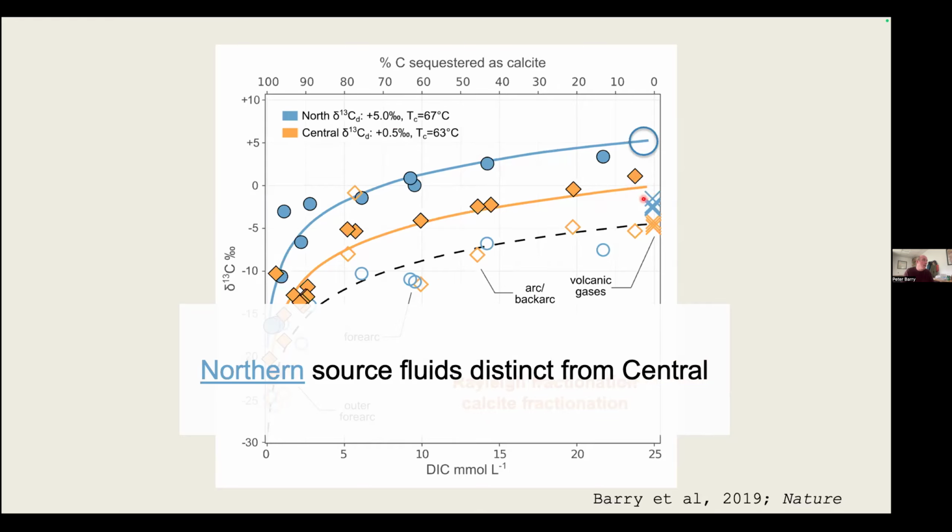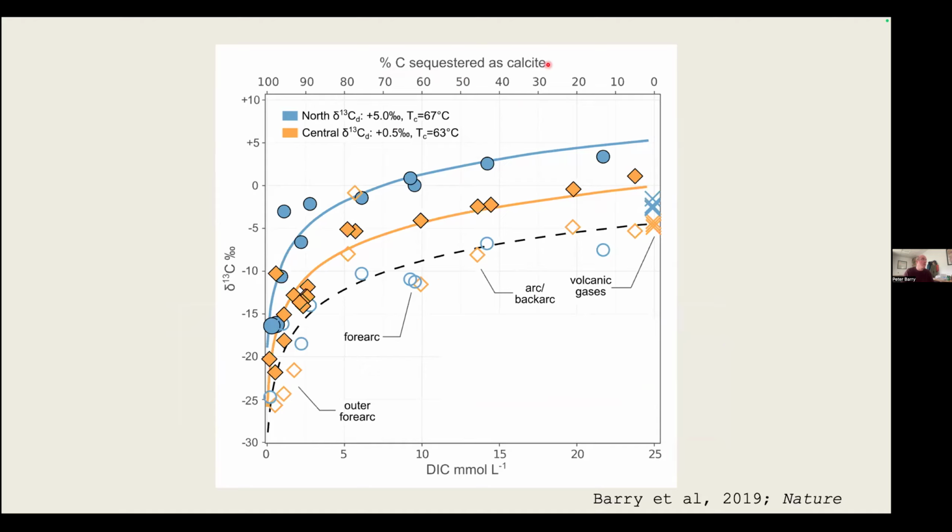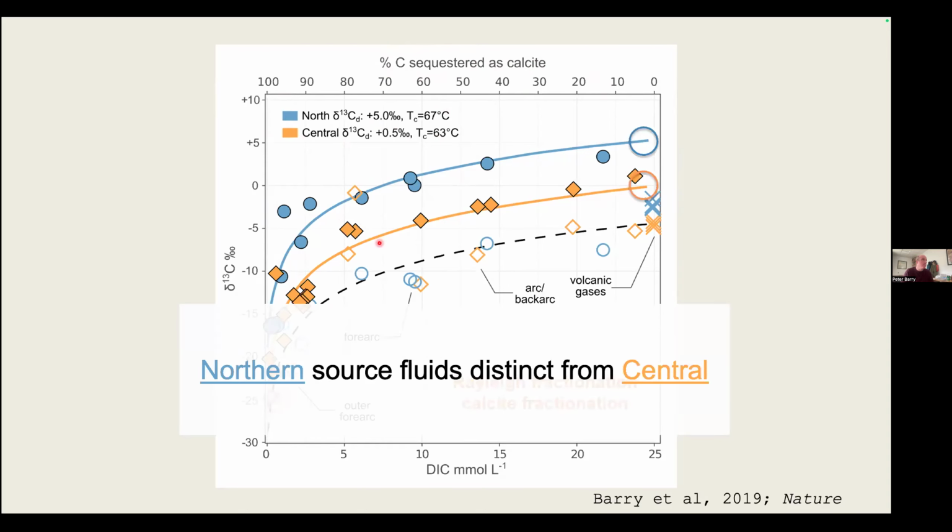And the way that we explained this was we were able to model it as the amount of carbon that was actually pulled out of the system. So we modeled this as calcite precipitation. If you have release from the downgoing slab, and that carbon is effectively sequestered, there's going to be a fractionation associated, and the residual fluids that you measure at the surface are highly fractionated. So you can see that in the outer Forearc samples, we're estimating that up to about 90% of the carbon may have been pulled out of these fluid samples.